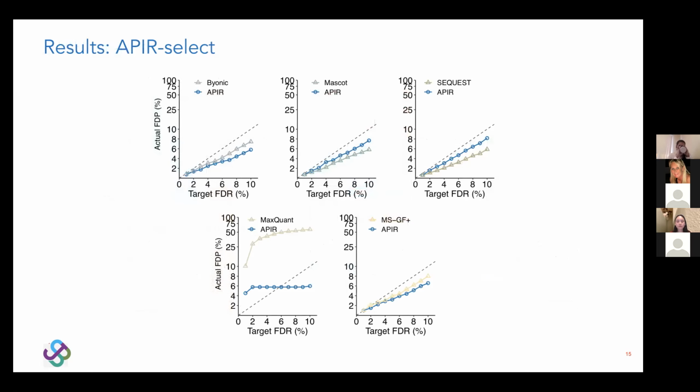I also mentioned that APIR-select can be used to adjust individual search algorithms. So here I show the results of APIR-select on the 5 search algorithms. You see on Byonic, Mascot, Sequest, and MSGF, our method still can control FDR consistently. And on MaxQuant, even though APIR cannot exactly control the FDR under the target level, we have already shown a big improvement in terms of FDR control.